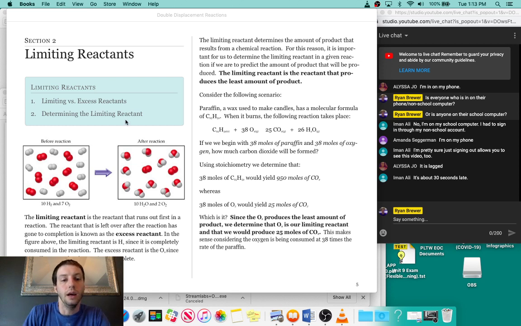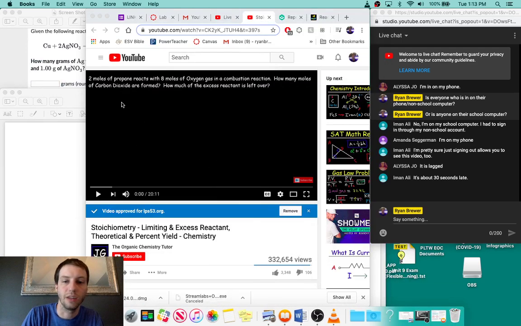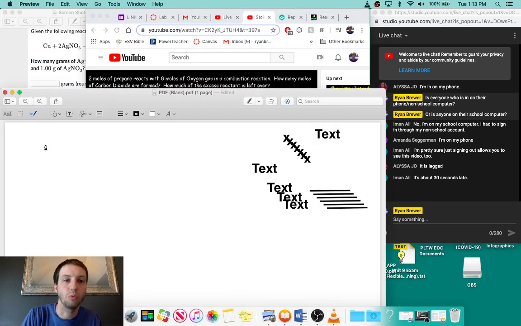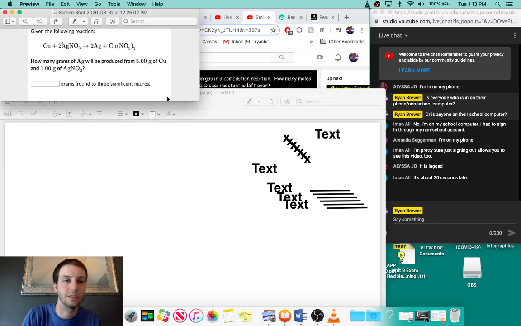That means that if I'm given an amount of both, in this case 10 moles of hydrogen and 7 moles of oxygen, the hydrogen is going to be the one that dictates how much product I'm going to make. So the oxygen is not helpful for figuring out how much actual product I'm going to make. And so that's why we solve two problems and find out which one makes less product.